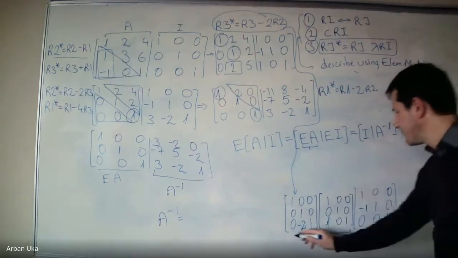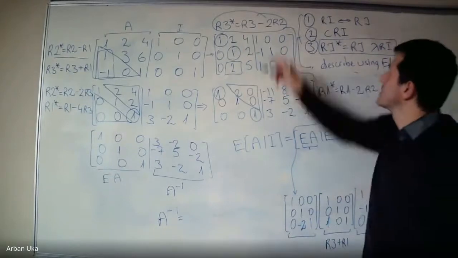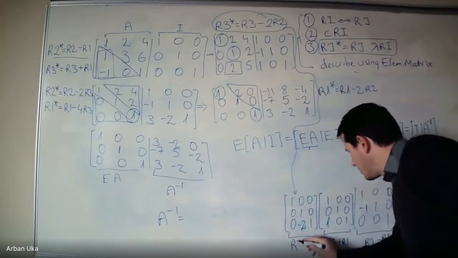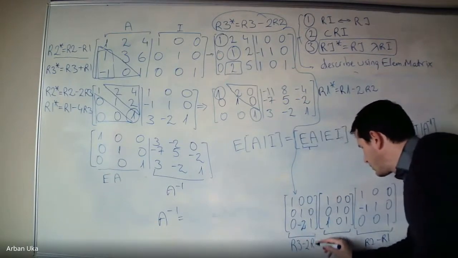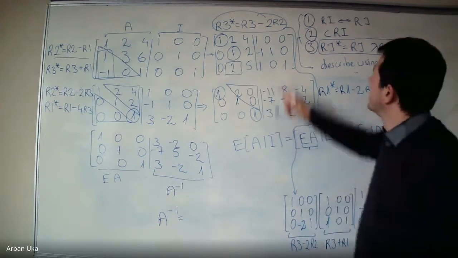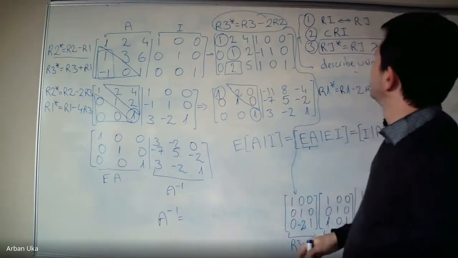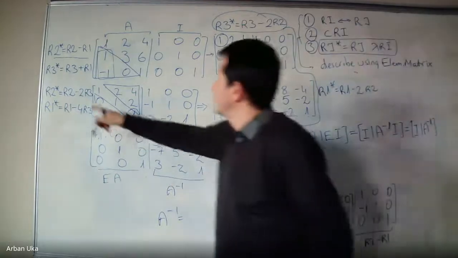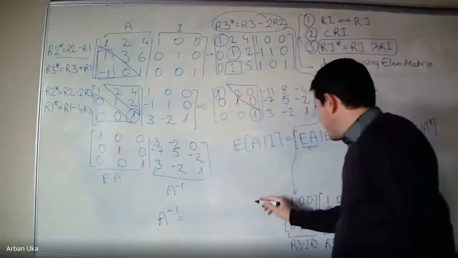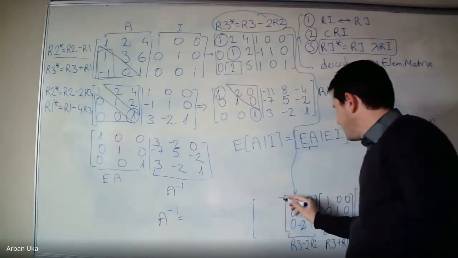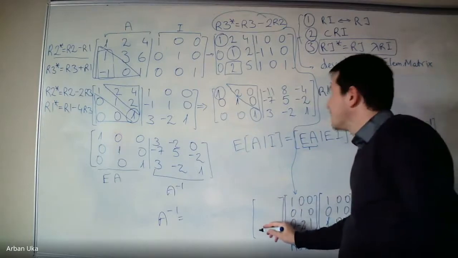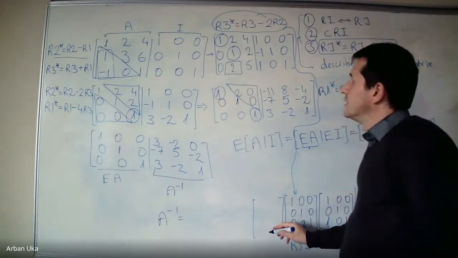This is it. So this is row 3 minus 2 row 2. Okay. What was the next operation that we did? This was row 2 minus 2 row 3. So let's keep this here. Row 2 minus 2 row 3.